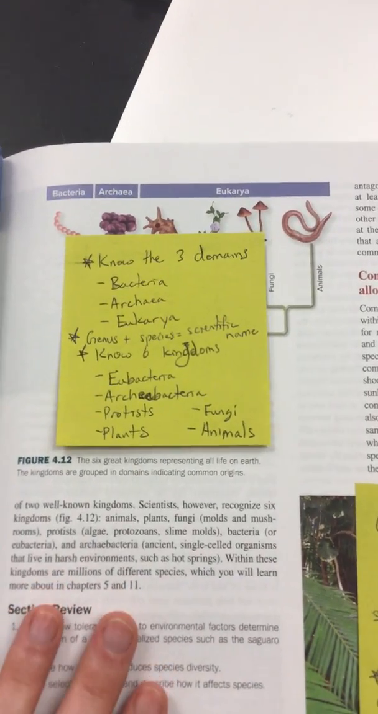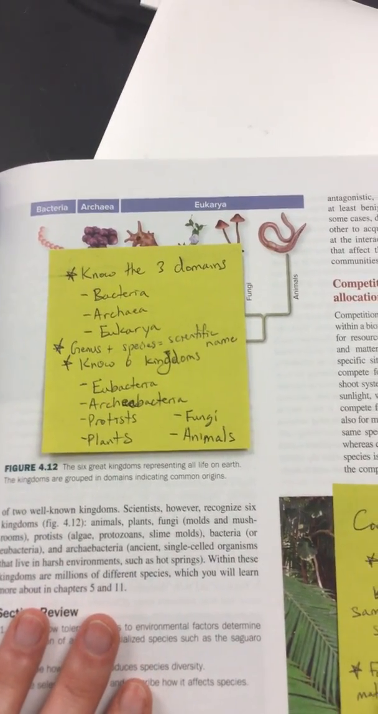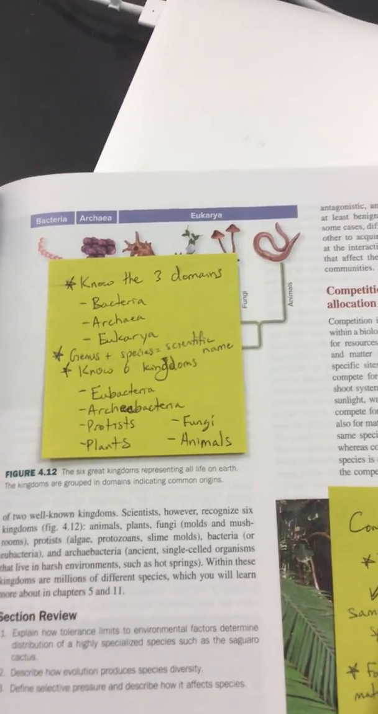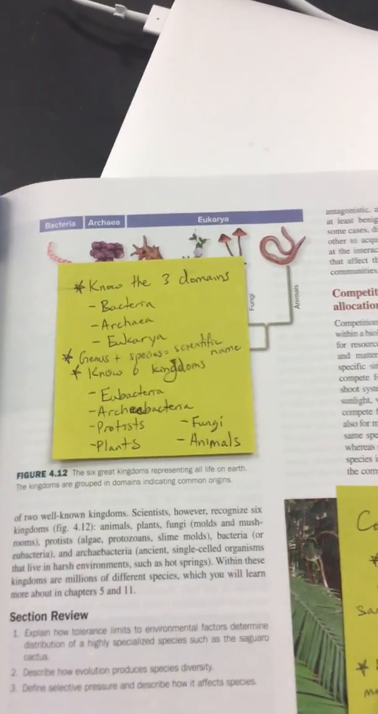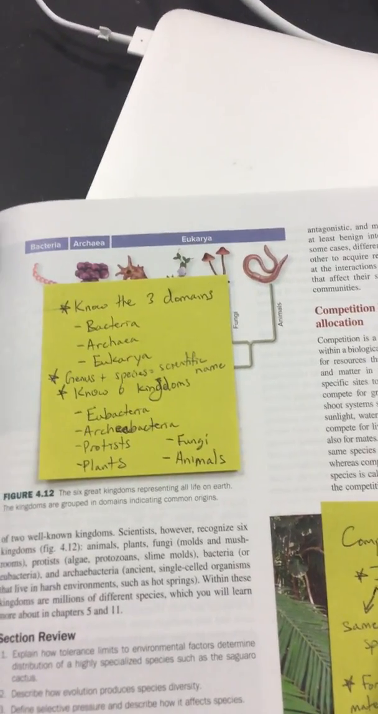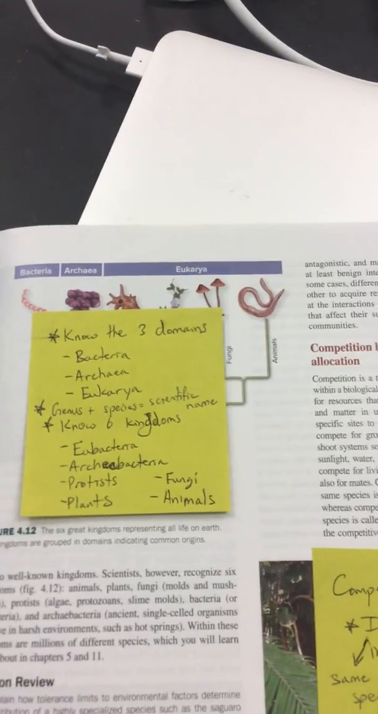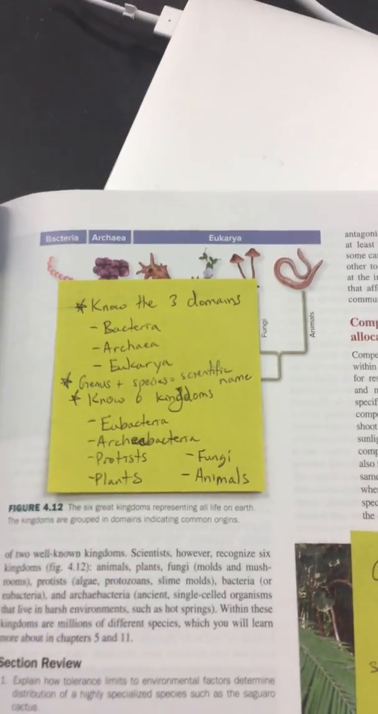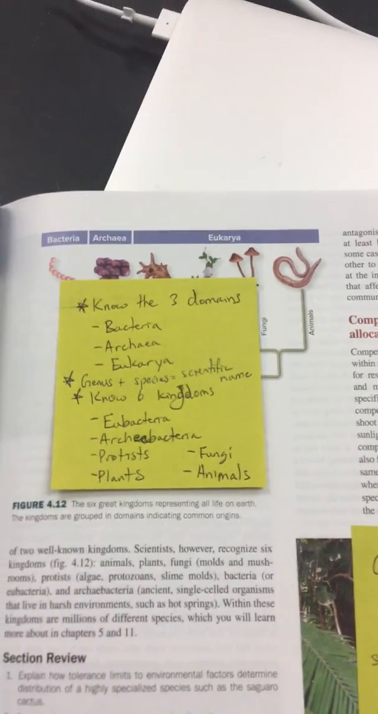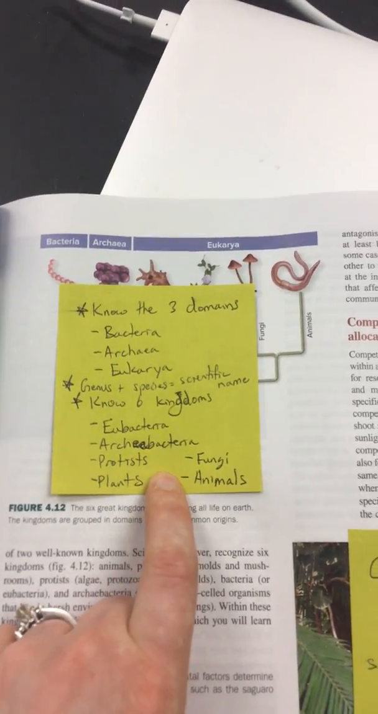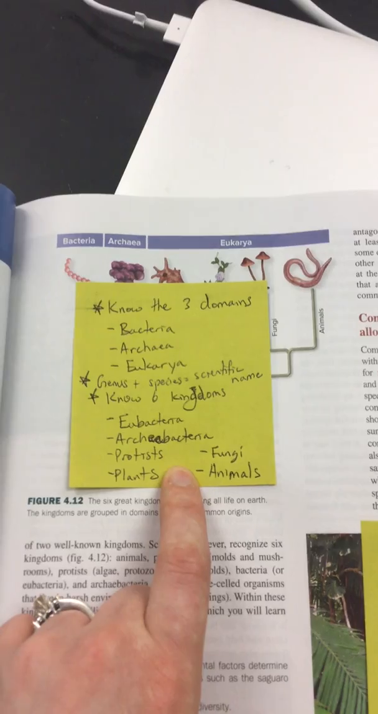So of the 6 kingdoms, bacteria just has eubacteria in it. So the kingdom eubacteria is in the domain bacteria. The kingdom archaeobacteria is in the domain archaea. And the other 4 kingdoms are all in domain eukarya.